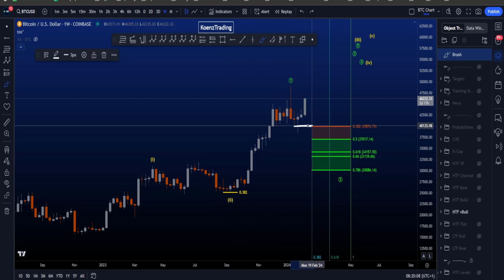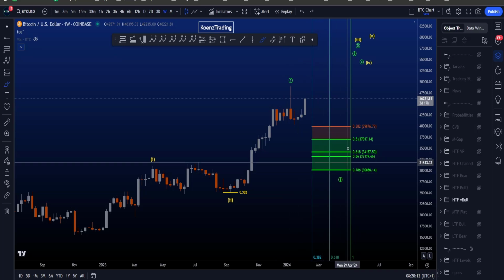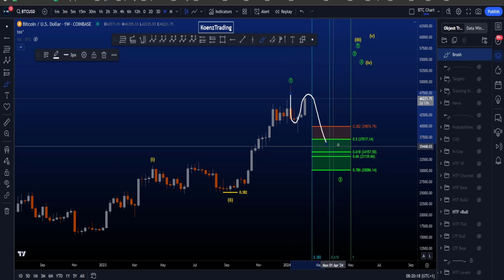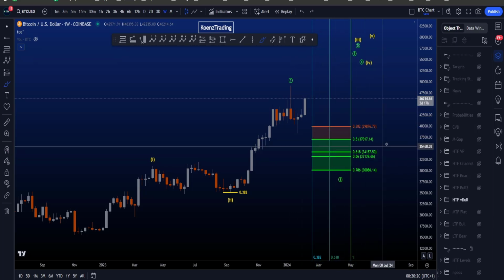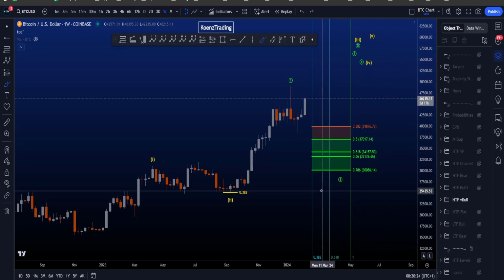Of course, we are bouncing on the 0.382 here at the moment, but preferably we are still looking for more downside in this wave 2, either in a flat structure or potentially a zigzag or other scenario where we at least hit the 0.5 at 37k before then continuation to the upside in this scenario.